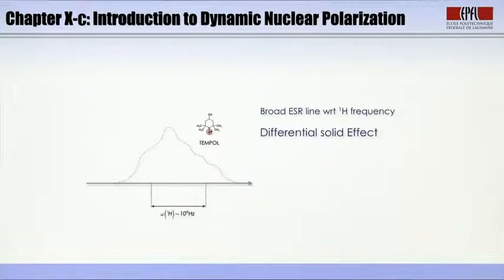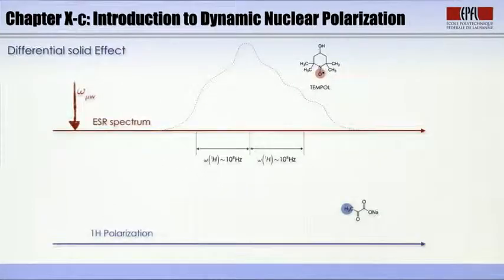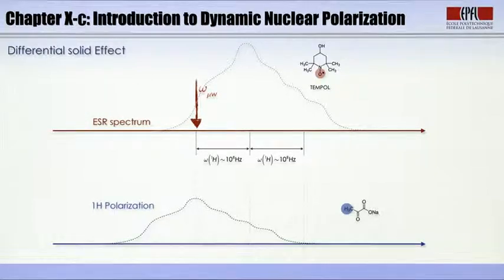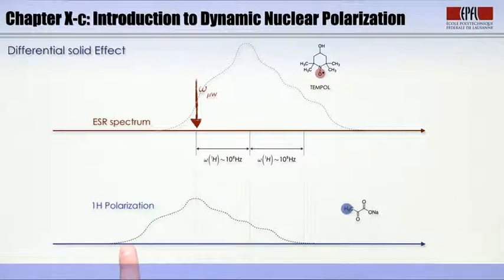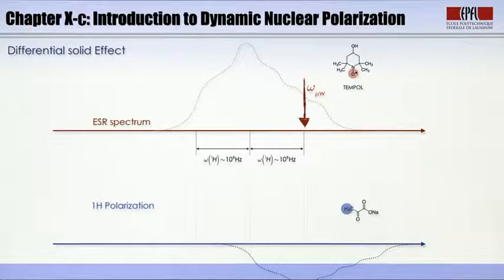Now, say you have a broad ESR line with respect to the proton frequency, but you still have very dilute electron spins, such as nitroxide radicals. In this particular case, we might observe a differential solid effect. So the effect is very similar to the resolved solid effect that we've seen before. The difference is that instead of yielding a very narrow lobe, we're going to yield a broad lobe at different microwave frequencies.